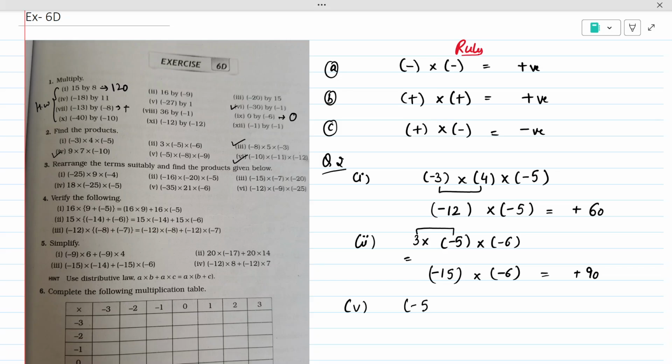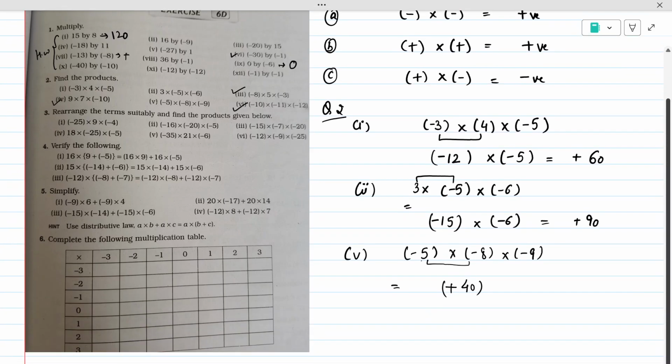So what we have here is minus 5 multiplied with minus 8 multiplied with minus 9. So we have 3 minus signs here. Let me do the first two. Minus into minus is plus, 8 into 5 is 40. So we have multiplied the first two numbers and we have got plus 40. Now further we have to multiply this with the remaining number, that is minus 9. So again, plus into minus will give us minus, and the product of 40 into 9 is 360. Okay, so this is how we can do this question.